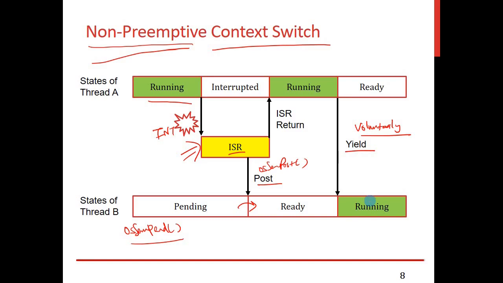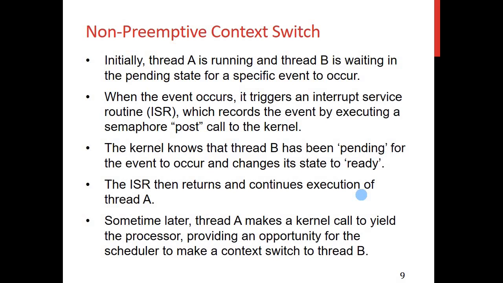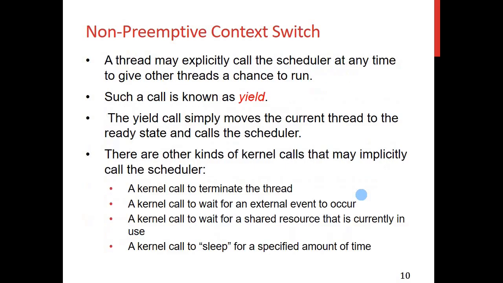So thread A is running, and though an interrupt unblocks thread B, which can transition to the ready state, it will still wait until thread A gives up the CPU, and then it will run. This is basically the explanation based on what I said just now.